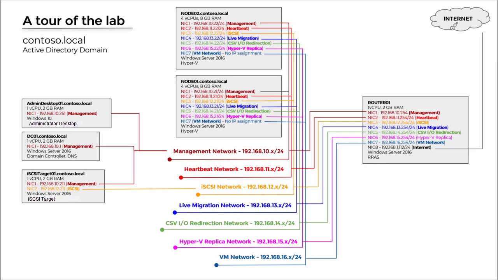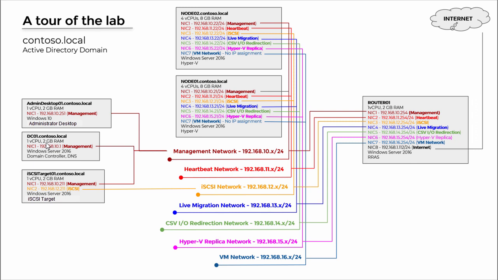So here is my lab environment with the virtual machines to build a single site two-node Hyper-V failover cluster. In my lab environment, all these virtual machines are running on a standalone ESXi host. So there is a total of 6 virtual machines which I've already built and powered on. They are DC01, Node 01, Node 02, iSCSI Target 01, Router 01, and Admin Desktop 01. Now all VMs are running Windows Server 2016 operating system except Admin Desktop 01, which is running Windows 10 client.